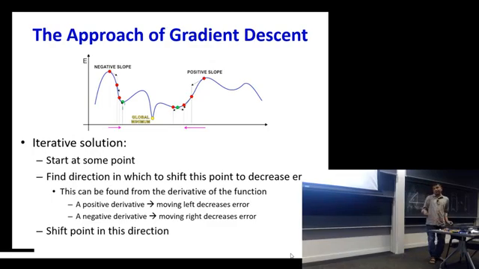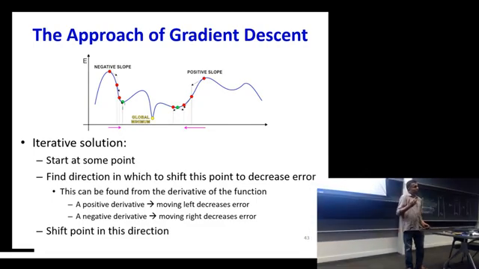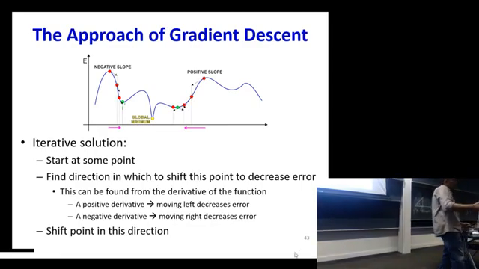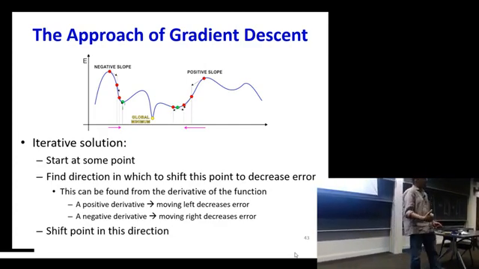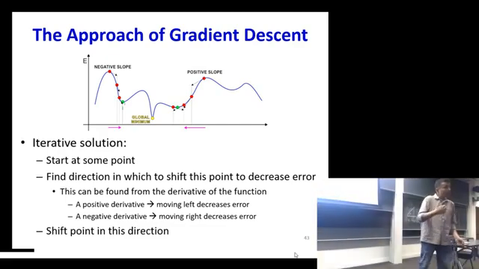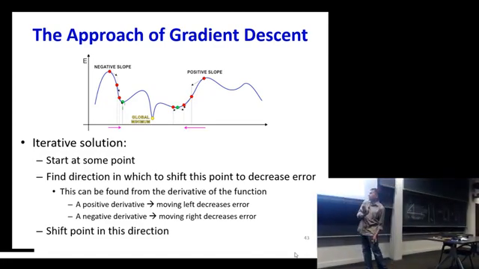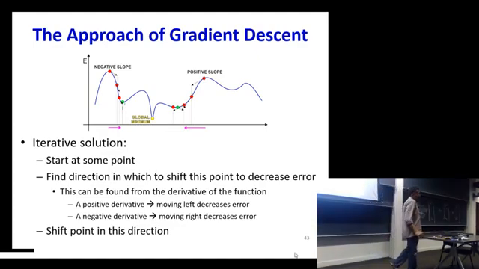So the iterative solution is something like this. You start at some point, find the direction in which to shift this point to decrease the error, and this can be found from the derivative of the function. So if it's a scalar function of a scalar variable, if the derivative is positive, it means that moving forward is going to increase the function. If I'm trying to find a minimum, that means I have to move backward. If the derivative is negative, it means moving forward is going to decrease the function. So if I want to decrease the function further, I want to move forward. So basically, if the derivative is positive, moving left decreases the error. If the derivative is negative, moving right decreases the error, where I'm defining left, right as is shown on the slide.